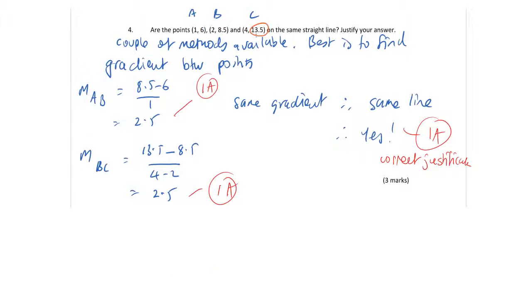Now we do 13.5 minus 8.5, which is happening here, over 4 minus 2, which is happening here. Well, that turns out to be equal to 5 over 2, and 5 over 2, as you'll know, breaks down to being equal to 2.5. Now we can say the gradients are the same, and because they're sharing the same point, that means they must be on the same line, and so yes, they are on the same straight line.